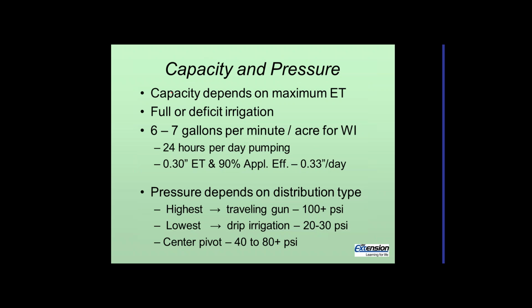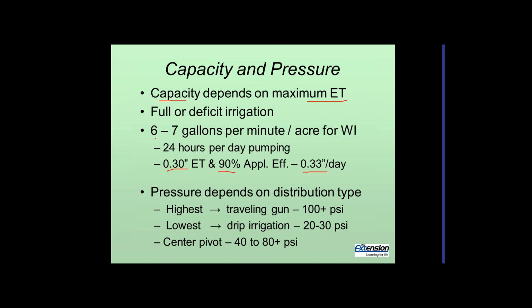Capacity and pressure. The capacity we need will depend on the maximum ET. Here in Wisconsin, our maximum ET is about 0.3 on the hottest day of the year, and we usually have an application efficiency of 90 to 95%. So that's going to give our overall requirement. We're going to need to replace water at about 0.33, 0.35 inches per day to satisfy what the plant's going to use.